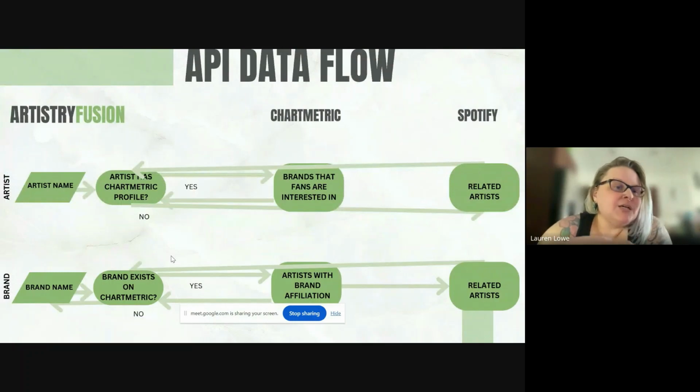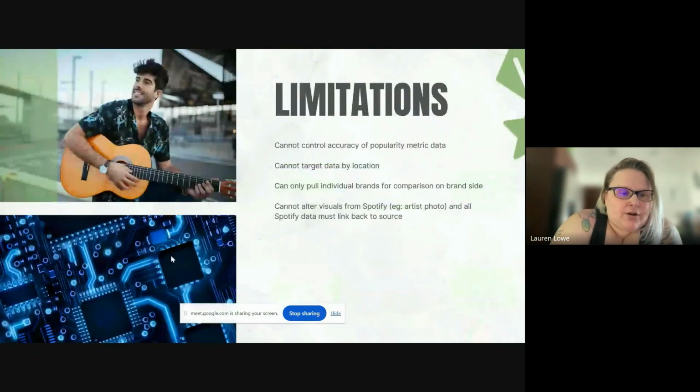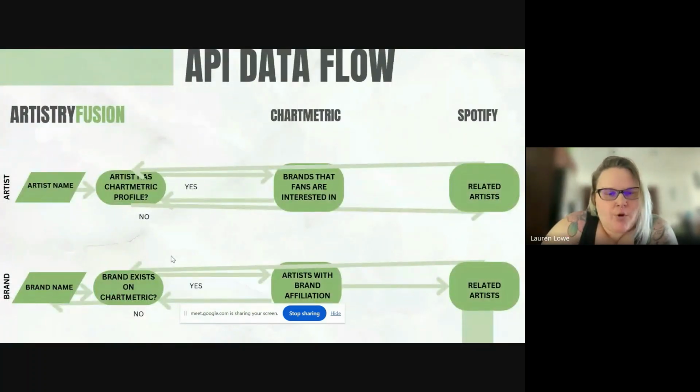Next one. And this is just an overview on how the API data flow is going to go. Like I was saying, artist name goes into Chartmetric and pulls everything over, can go over into Spotify as well.